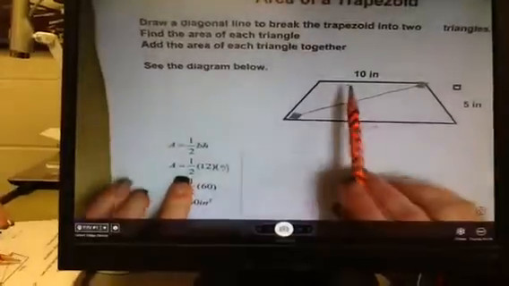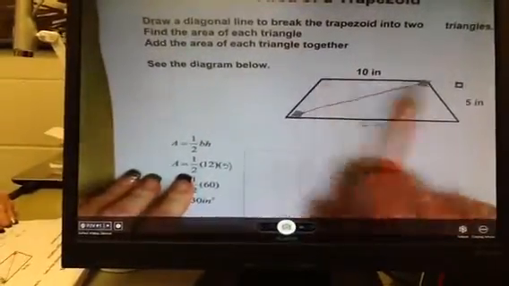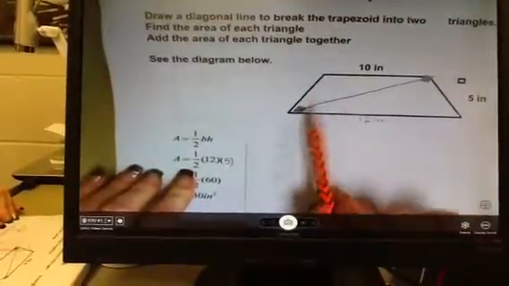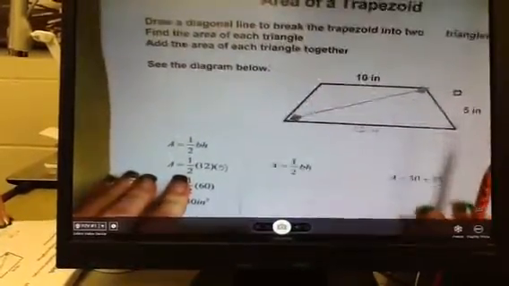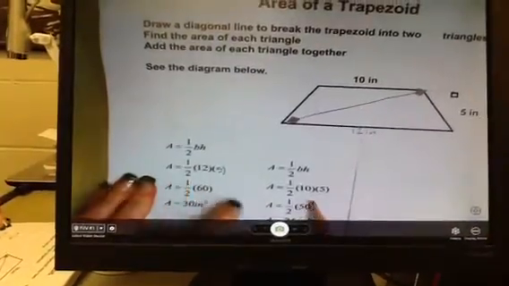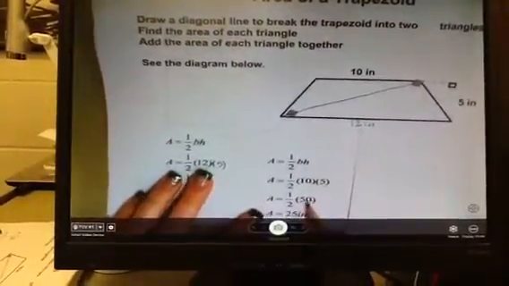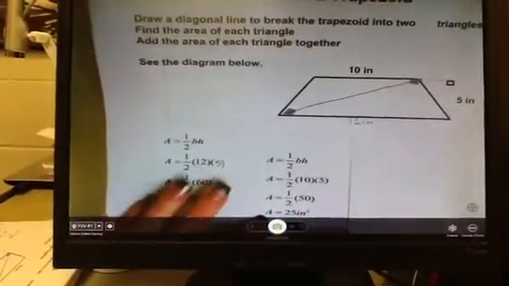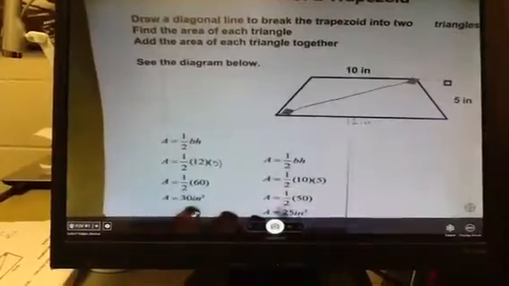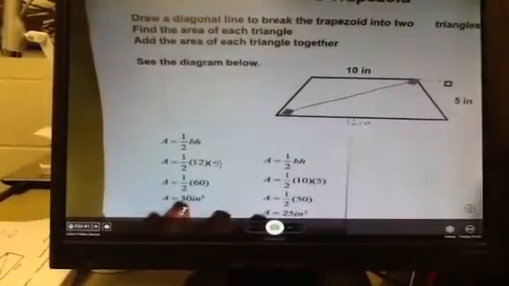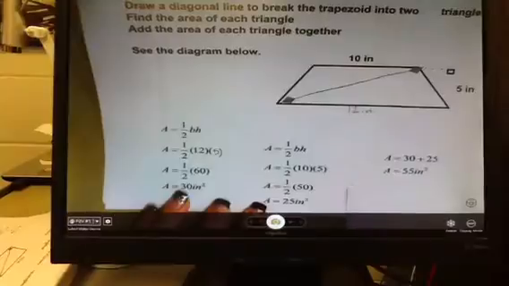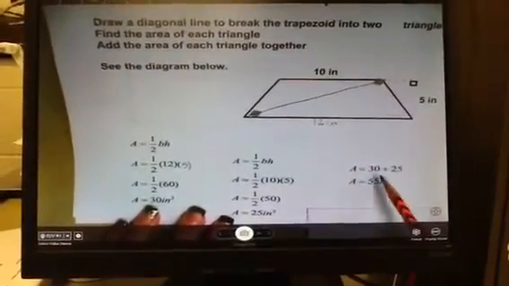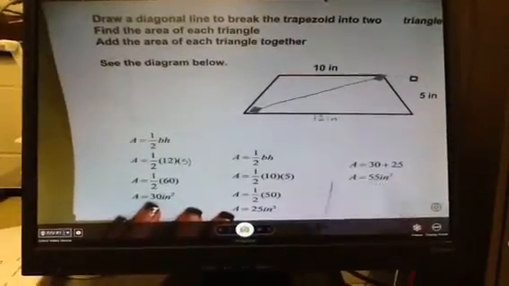My second triangle, my base is 10. My height is also 5. From the top to the bottom, it's also 5. So I'm going to take 10 times 5 to get 50, and then 1/2 of 50 is 25 inches squared. So now that I know the area of the bottom triangle and the top triangle, I can add them together to find the area of the entire trapezoid. So I have 30 plus 25, which is 55 inches squared.